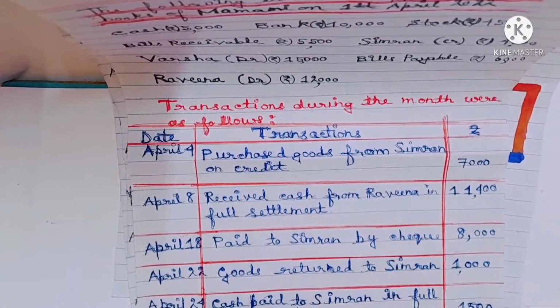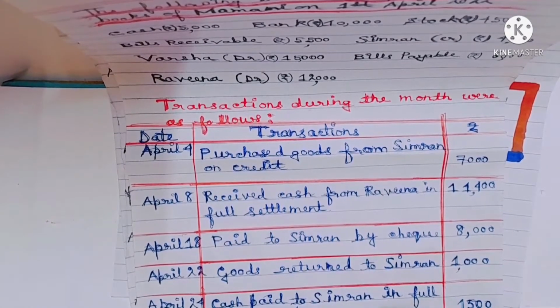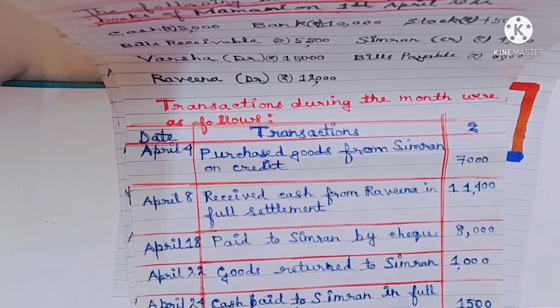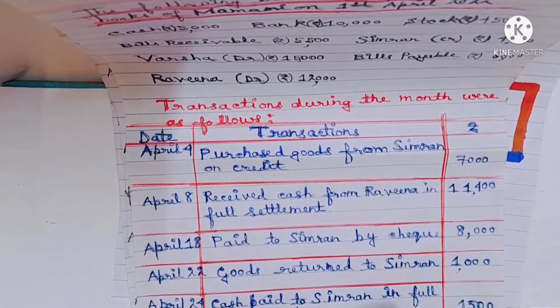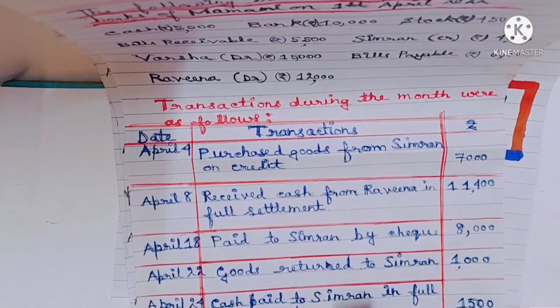But on 24th April, cash paid to Simran in full settlement 1,500. 2,000 কেন দিল না Mamuni? Why 500 less? That means Mamuni has received 500 as discount. Simran has allowed discount to Mamuni. Understood? Let's go through it.